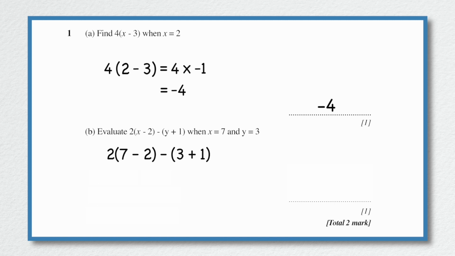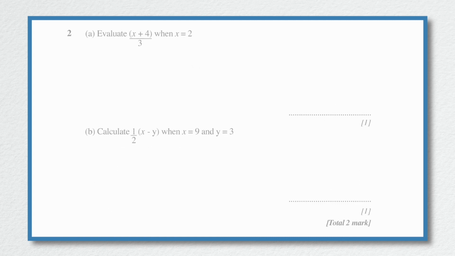We do the brackets first of all. 7 subtract 2 is equal to 5, so that's 2 multiplied by 5, subtract 3 add 1, which is equal to 4. 2 multiplied by 5 is equal to 10, subtract 4, and this gives us the answer 6. 1 mark.